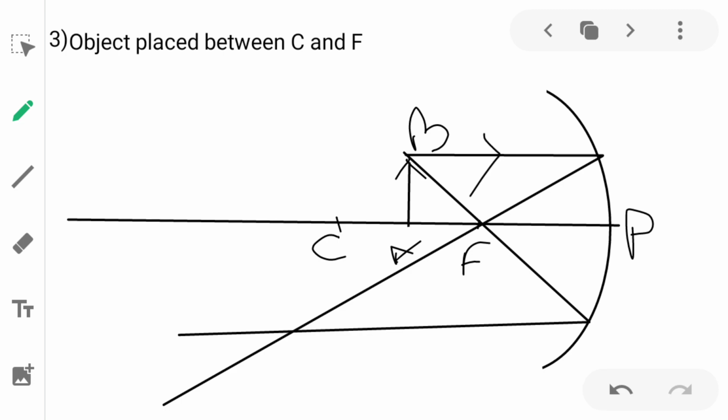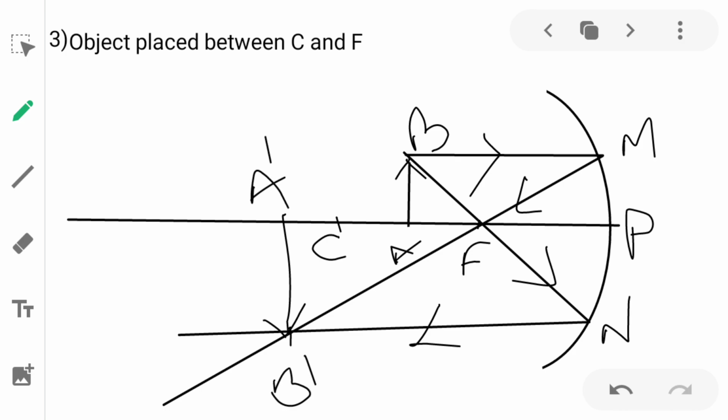So from B to M is our incident ray. After reflection, it passes through the focus, MF. B to N is our second incident ray, which passes through the focus. After reflection, it becomes parallel to the principal axis. So wherever these two reflected rays meet, it forms the image. It is B dash A dash. Now we'll describe the nature of the image.